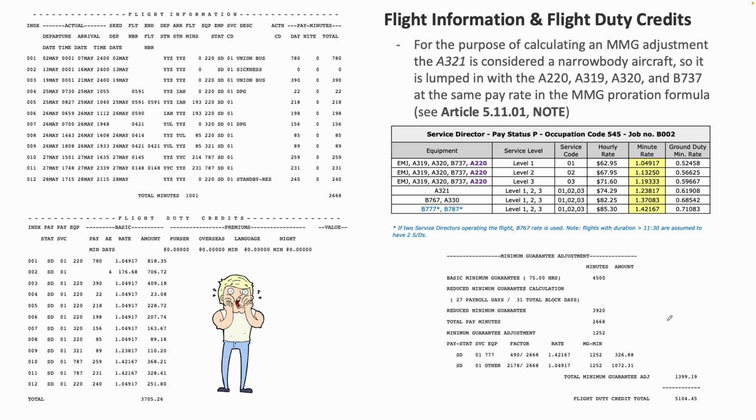When we talk about proration, what we mean is that there is a ratio of what you fly as a service director in any given month. And if you're on reserve and you don't complete your minimum 75 hours, that ratio of flying needs to be used to pay your remaining unflown hours.